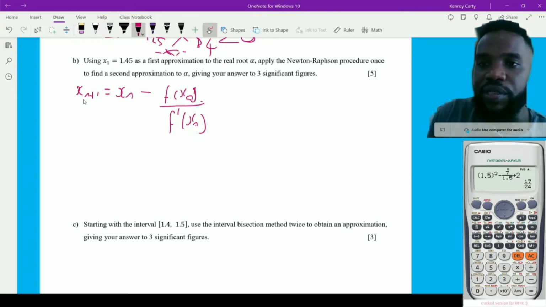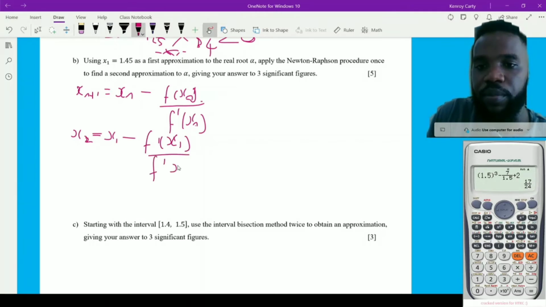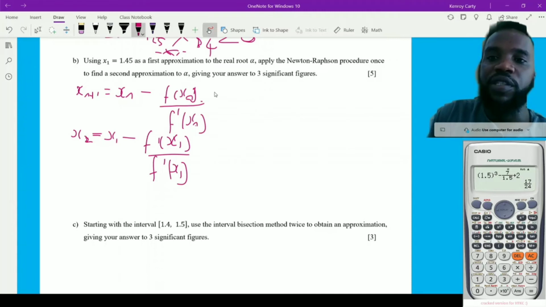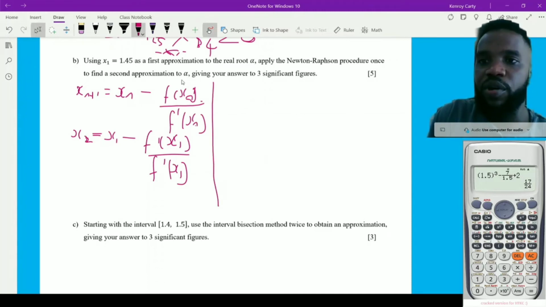Alright, now we know what xn is already. So it's like finding x2 then and knowing x1. So let me rewrite this. So it's really saying that x2 is equal to x1 minus f of x1 over f prime of x1. Now what it means is that you're going to have to differentiate it, right?